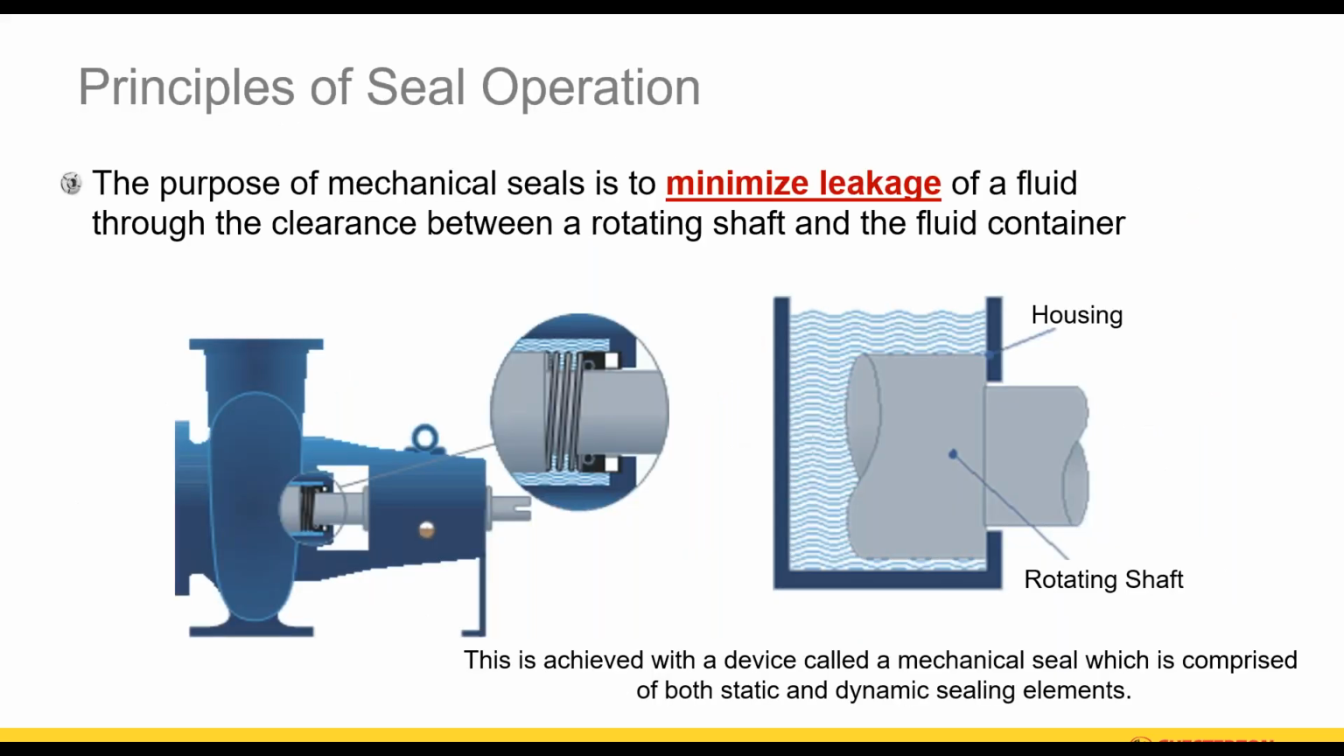So what are the principles of operation? The purpose of a mechanical seal, and this is a very important point, is to minimize leakage of a fluid through a clearance between a rotating shaft and a fluid container. Many, many times I've seen people get confused and in trouble because they will say, well, my mechanical seal is leak-free. And the reality is, and I'm going to show you why in a moment, all mechanical seals leak. They have to leak in order to function properly.